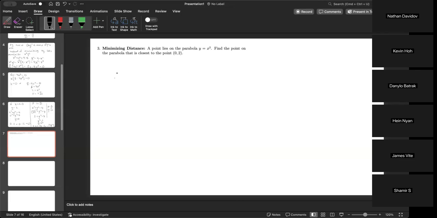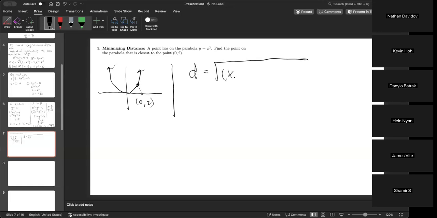So you've got this parabola here. I always like to draw the picture, right? And then there's the point 0, comma 2. Here's the point 0, comma 2. And I want to know, what is the point on this parabola which is closest to this one? Well, we know that the distance formula is the square root of x2 minus x1 squared plus y2 minus y1 squared.